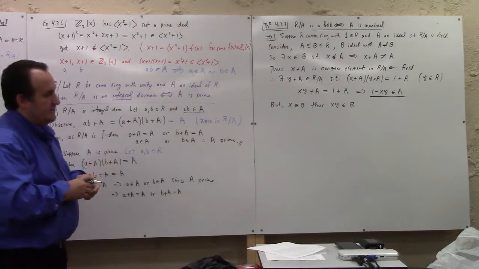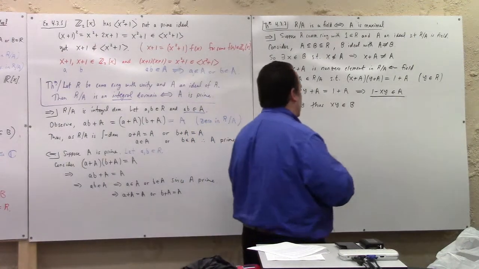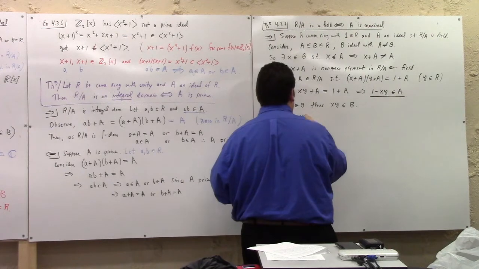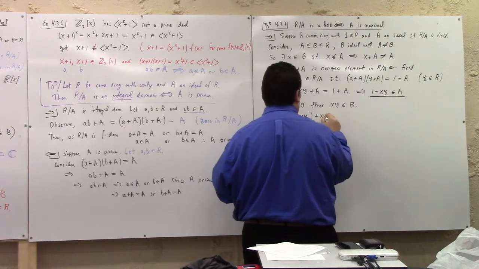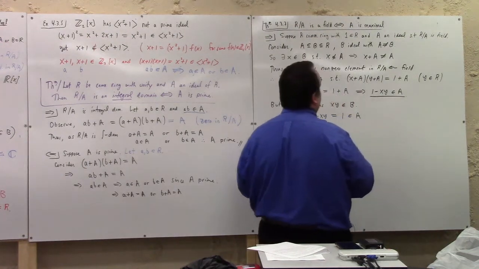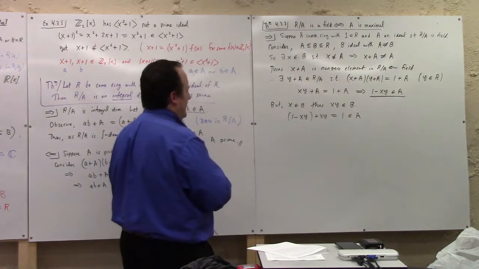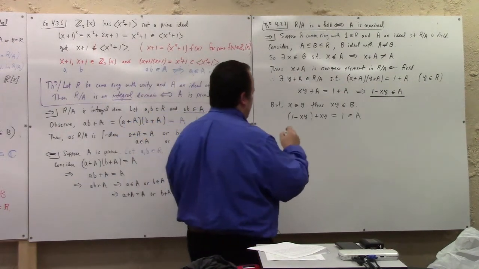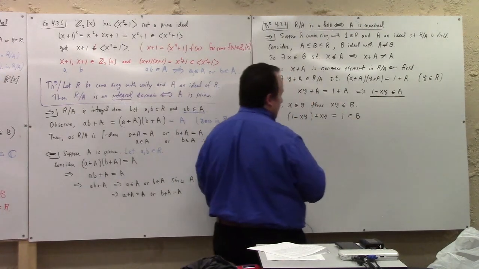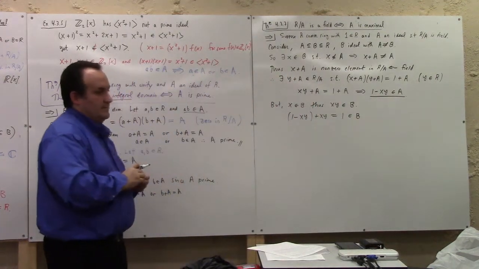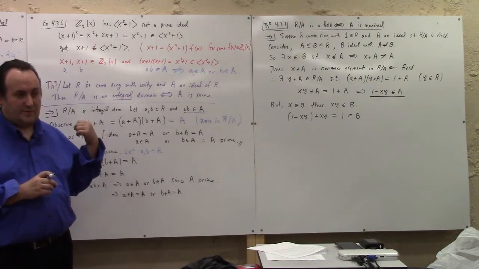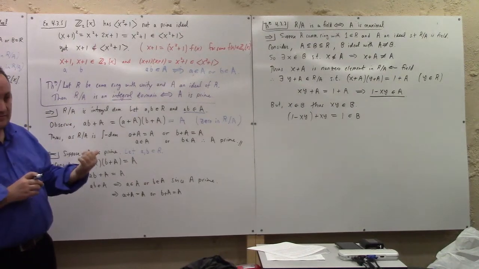But anyway, so what then? Oh, so check it out. 1 minus xy, plus xy is equal to 1, which is an element of, well, not A, rather. This is in B. This is in B. So 1 is an element of B, right? So just like our example 4.34, we've shown that the intermediate ideal contains 1.